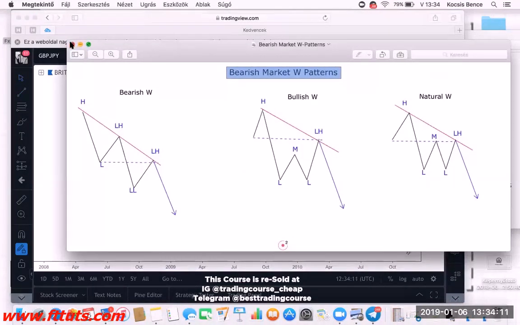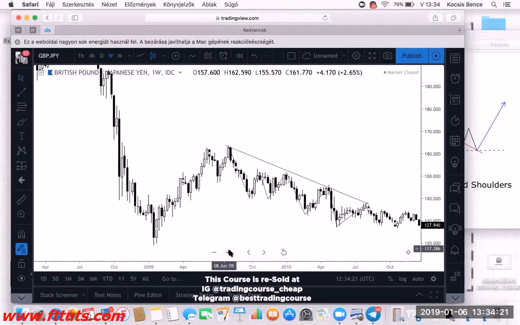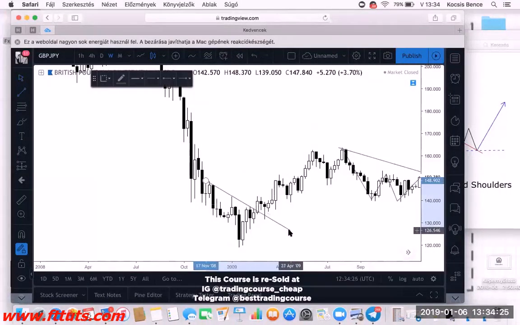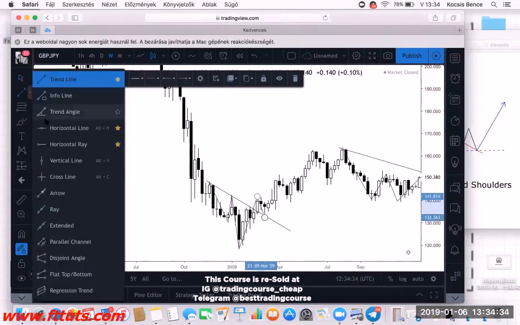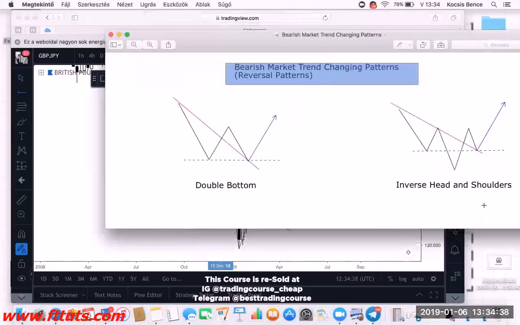Let me check those two reversal patterns. The first one is the double bottom and the other one is the inverse head and shoulder. If you check the market, down, up, down, up, down. And if you look left, exactly, you can find here the inverse head and shoulder.